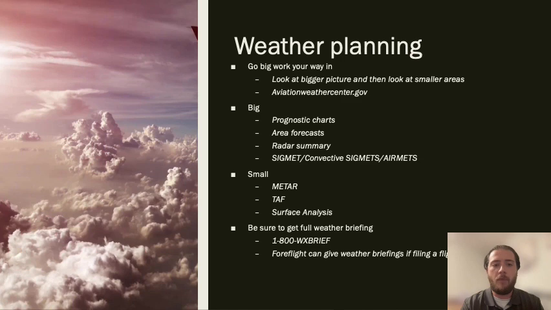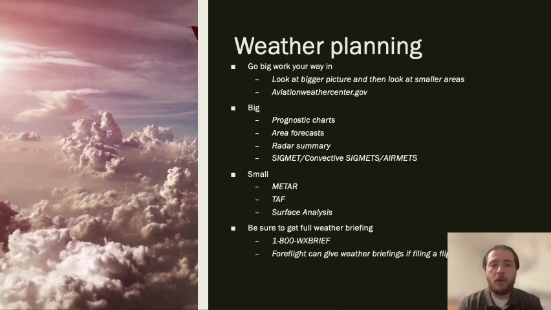And then if we were going to do the weather pre-flight planning for this trip, it'd be important to go big and then work our way in. So we're going to look at the bigger picture, larger areas, and then look at smaller areas such as specific airports. All the weather information we can get from aviationweather.gov, or we can call 1-800-WX-BRIEF in order to get a briefing, which would be really important. Also, ForeFlight could give us one if we did decide to file that VFR flight plan.